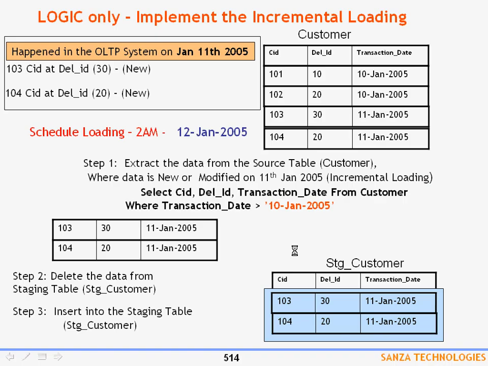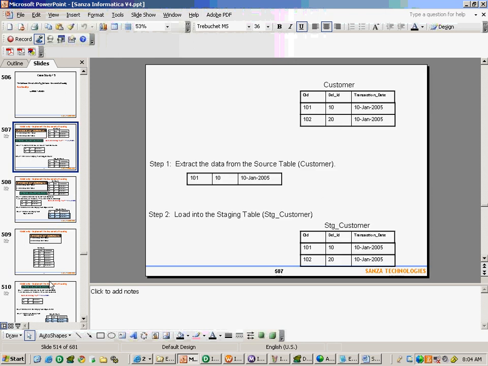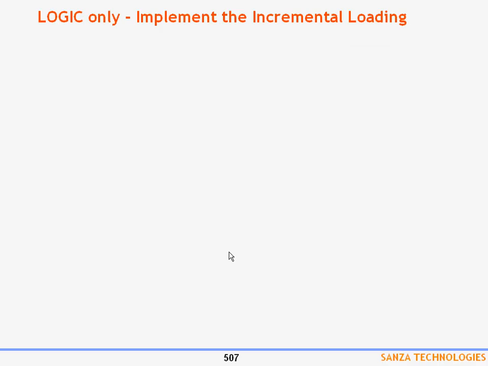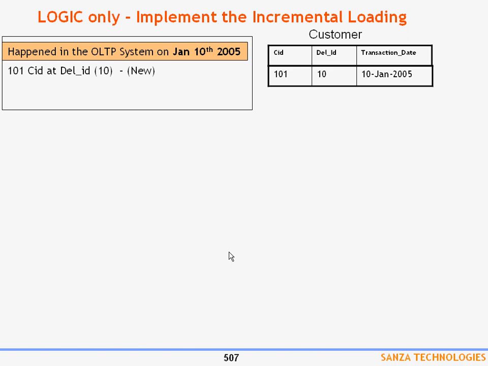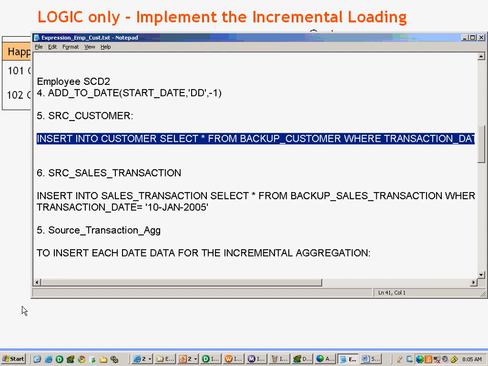Now, let me go back to step 1 again. I have inserted the data of 10th January 2005 in the source system. How does it happen in the lab? Please write down the select statement first. In the lab, please write down the select statement.